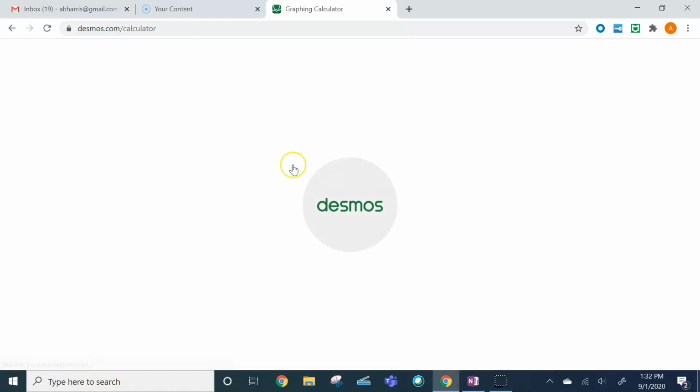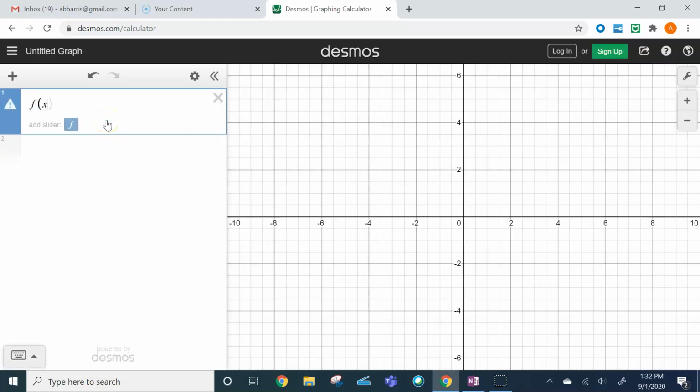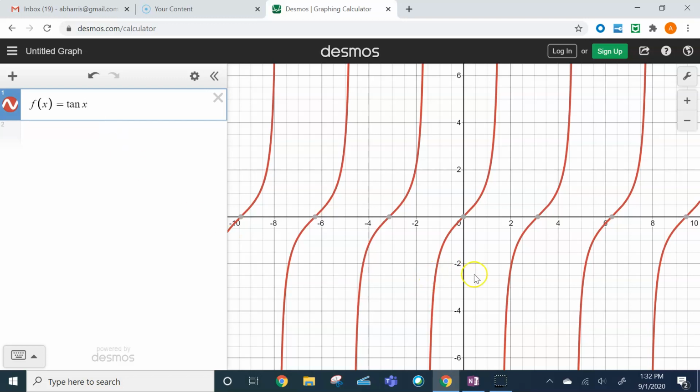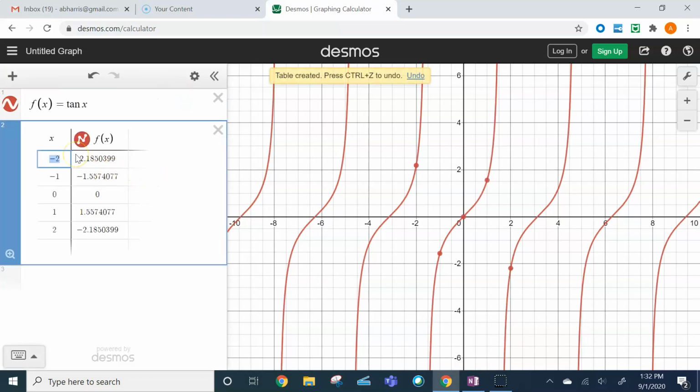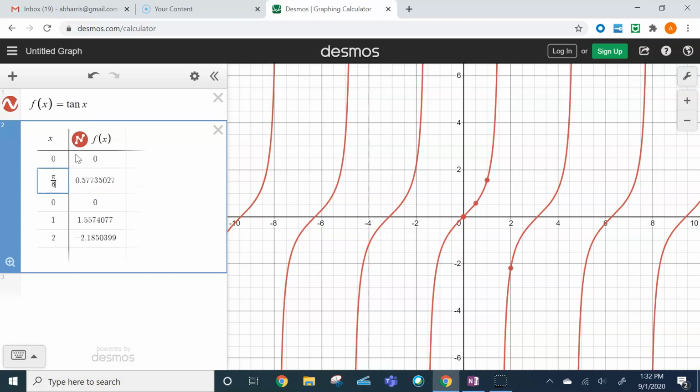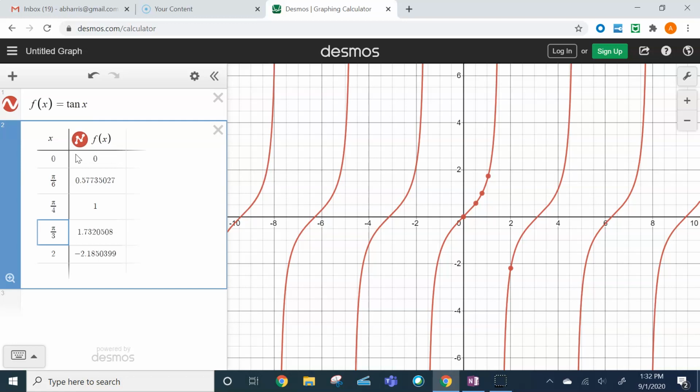In the Desmos graphing calculator, f of x equals tangent x, and you can see that there. In fact, if you want, we can plot a few points with this. We plugged in 0, pi 6, pi fourths, pi thirds. We know pi halves was undefined.